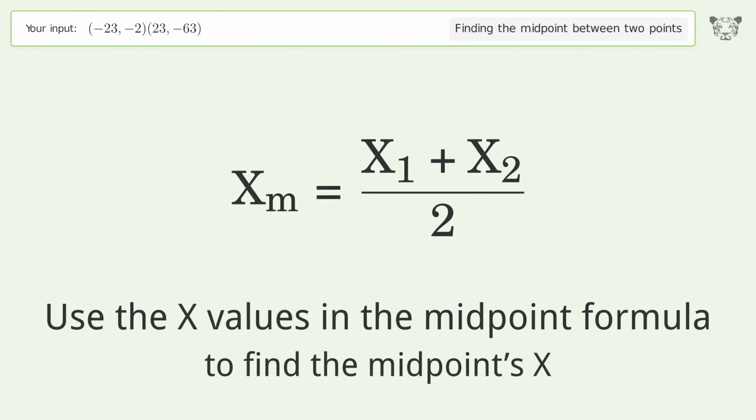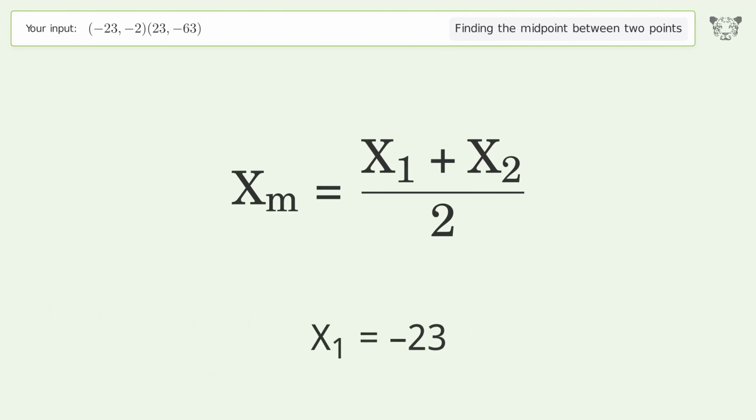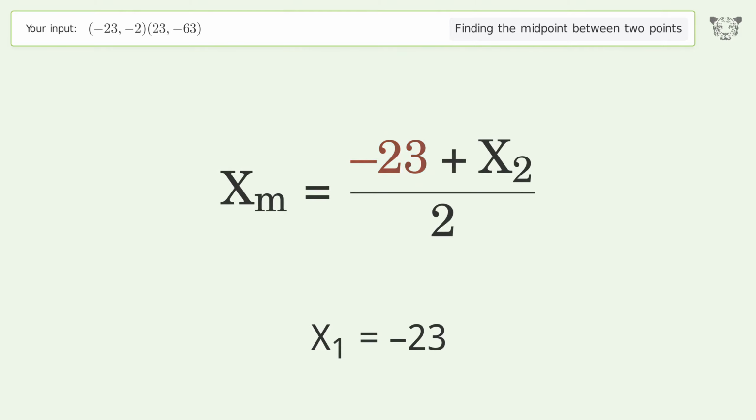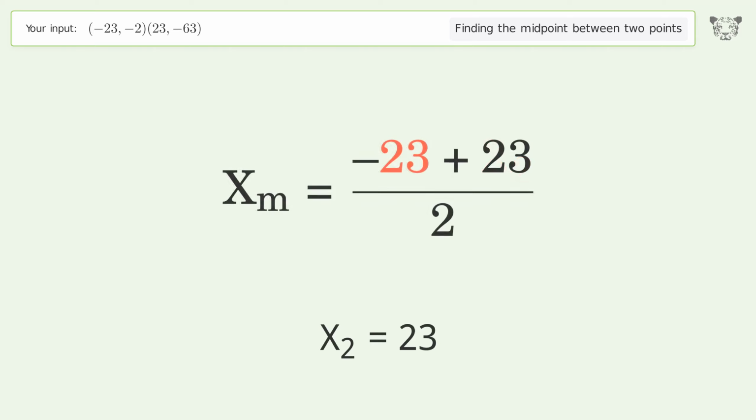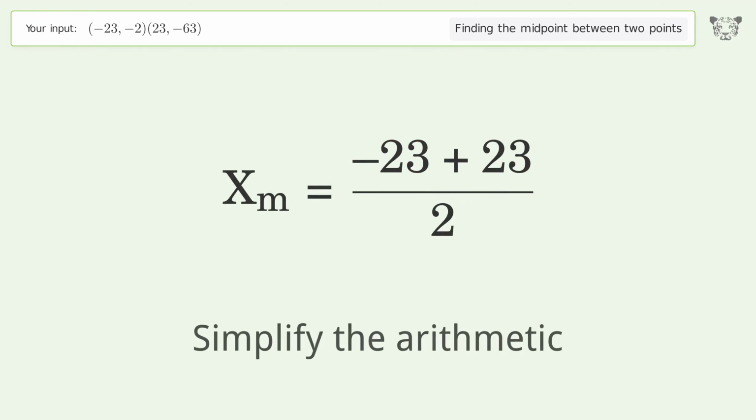Use the x values in the midpoint formula to find the midpoint's x. x1 equals -23. x2 equals 23. Simplify the arithmetic.